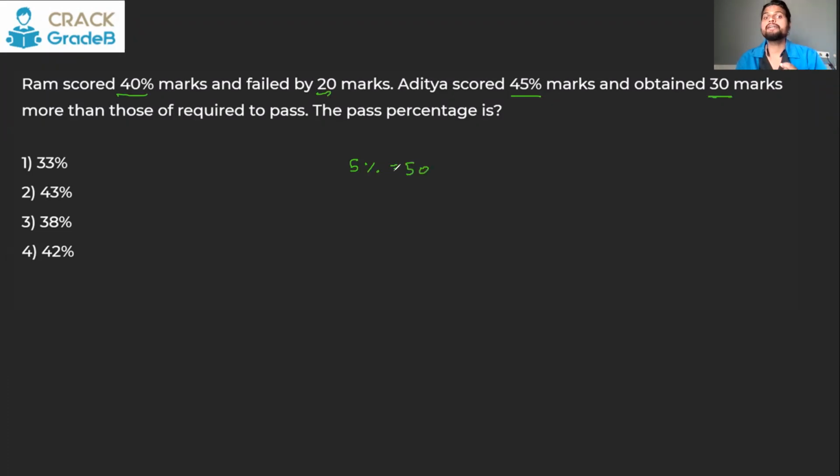So 5% of the maximum marks are equal to 50. So 1% will be equal to 10. So if he is getting 20 marks less, that means he is getting 2% marks less. And if he is getting 40% and he is getting 2% less than the passing marks, that means the passing marks are 42%. But of course, this requires practice first of all.